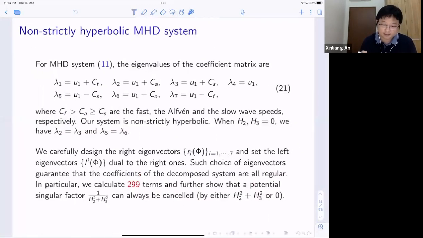Okay, and for the MHD, the situation will be even more subtle. We will have 7 eigenvalues.